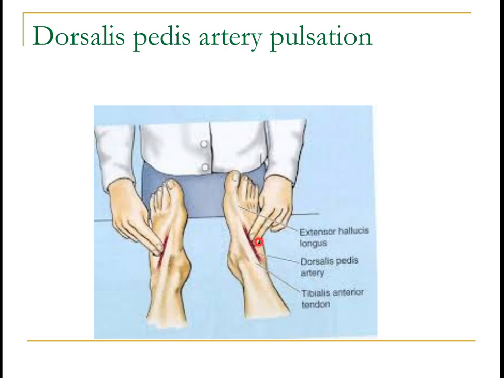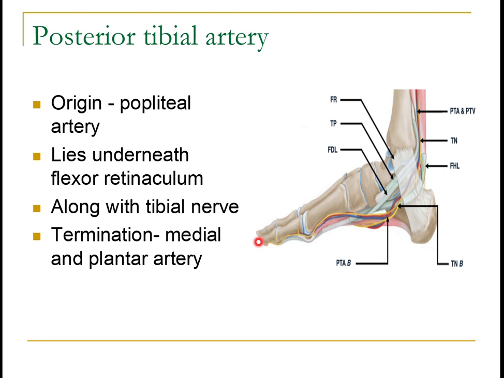So the dorsalis pedis artery is commonly used for peripheral artery pulsation, for example when we are examining a diabetic patient, along with the radial pulse, we will check for the dorsalis pedis artery.